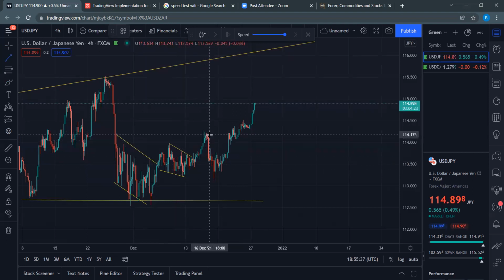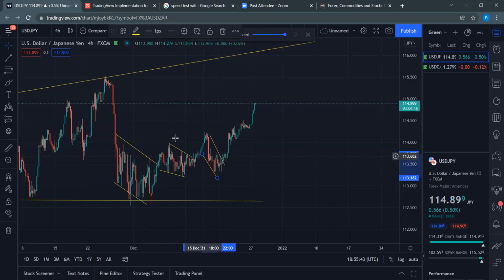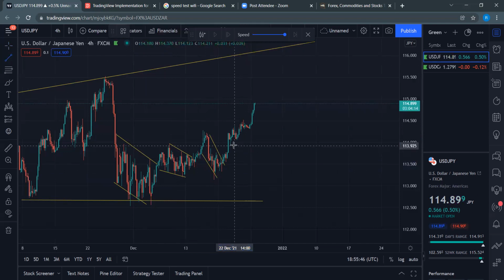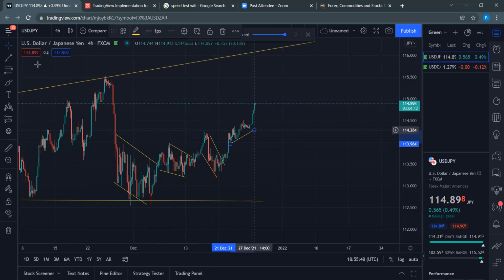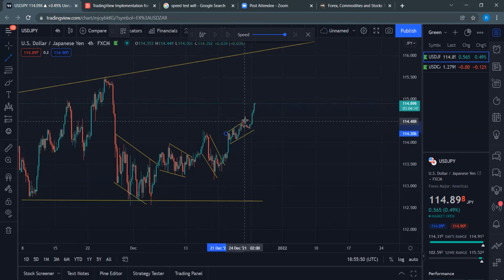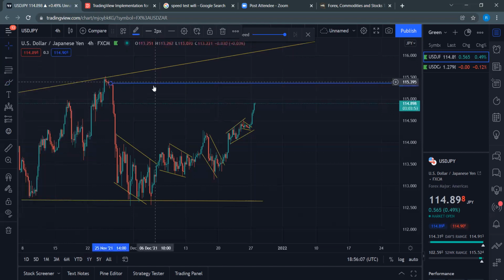Impulse. And then this is the correction. Then there's the impulse. And then there is the correction. And then we had a correction here, which is the one which gave us this beautiful, beautiful impulse. So the target, next target is here.